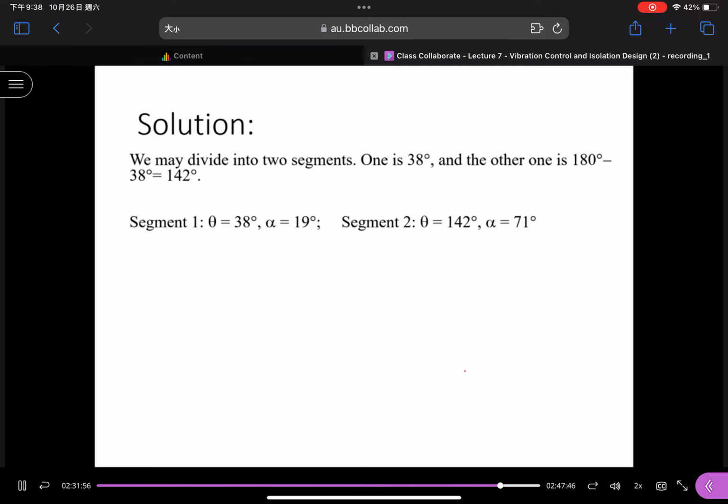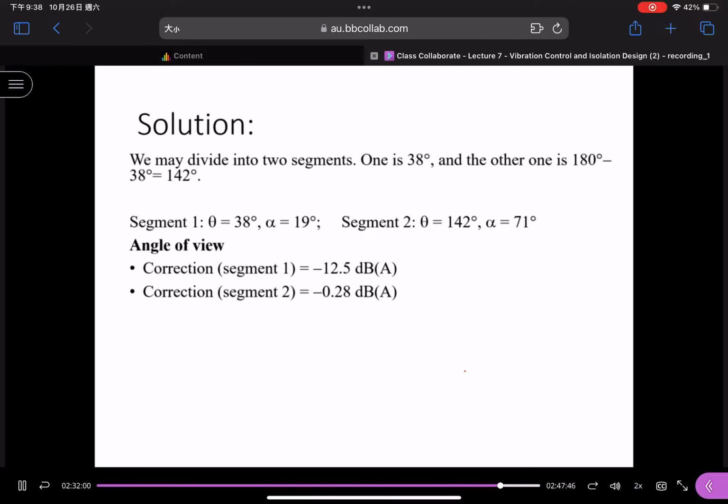Any problem? Now, for the first one, when you refer to the figures provided in your lecture logs, when we consider 38 degrees and 90 degrees, the first correction is minus 12.5 dBA. For the second one, 142 degrees and alpha is 71 degrees, it is minus 0.28 dBA. Any problem?